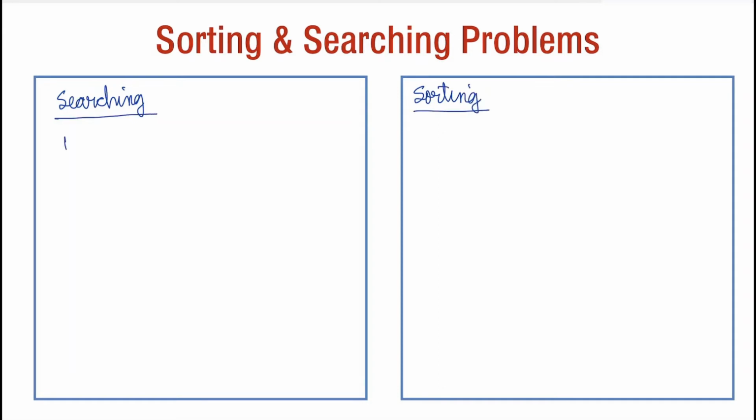In the searching problems, we have searching of an unordered list, which means that elements are unordered and we have to find an element. The second is ordered list, or sequence.